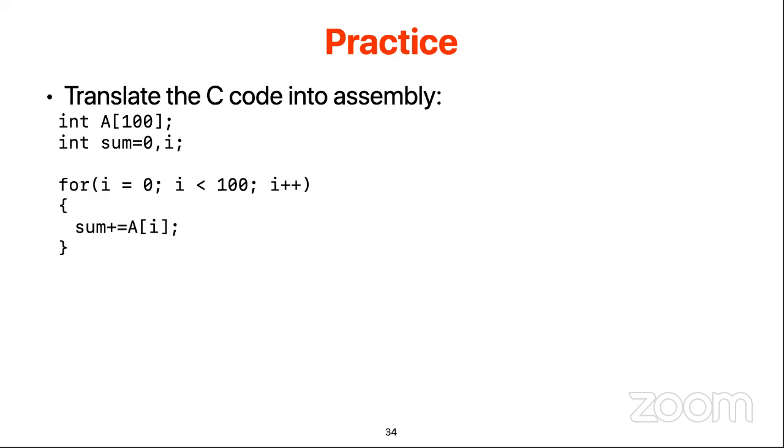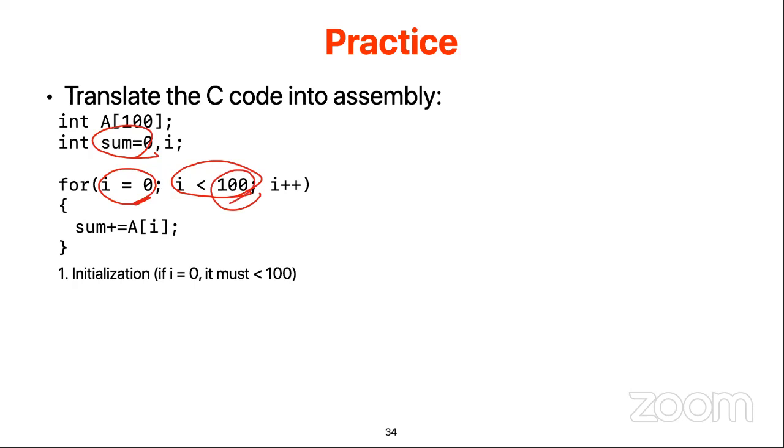Think about it: first of all, for this program, what do we need to do? First of all, initialization. Because we have the sum initialized at 0, and I must be initialized at 0. So let's get this ready. And the loop condition says that I must be smaller than 100, so you also need another thing to store 100. And this initialization will help us to get the loop related variables done.